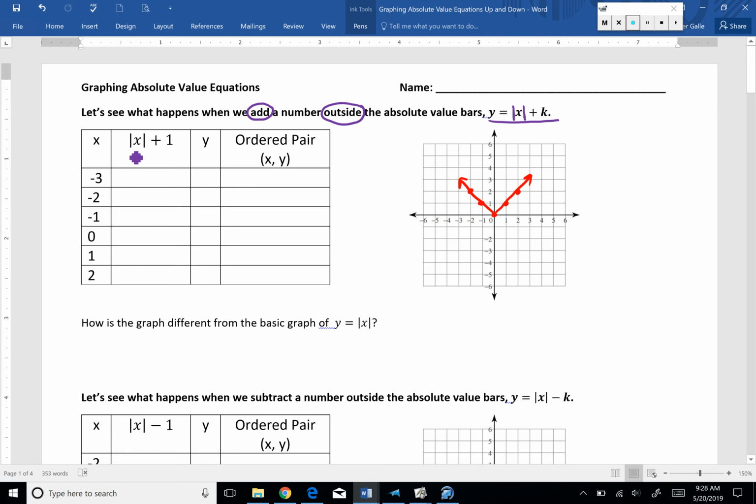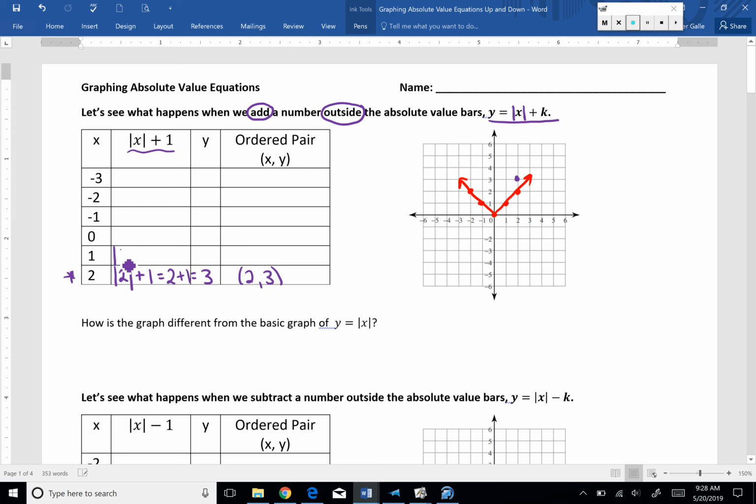So let's try this out. Let's go back to our tables, since we have no idea for sure what this graph is going to do. And let's continue our strategy. Let's start down at the positives. So inside the absolute value bars, I'm going to replace x with a 2, and then we have plus 1. Order of operations, I have to do the absolute value of 2 first, which is 2, and then I add my 1. So the first point we get is 2, 3.